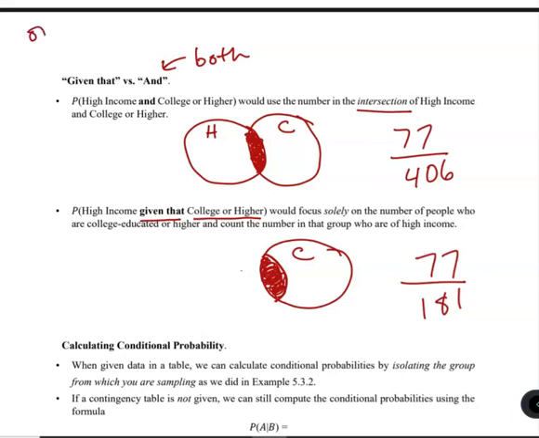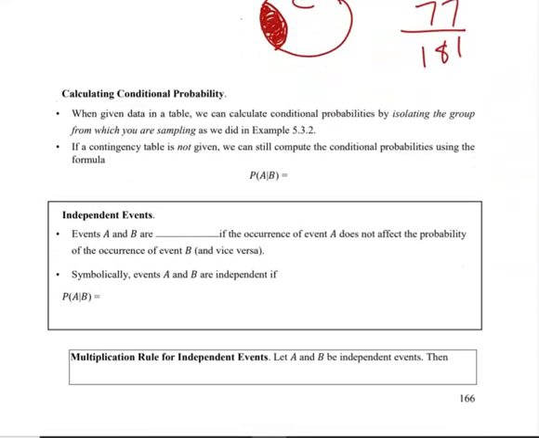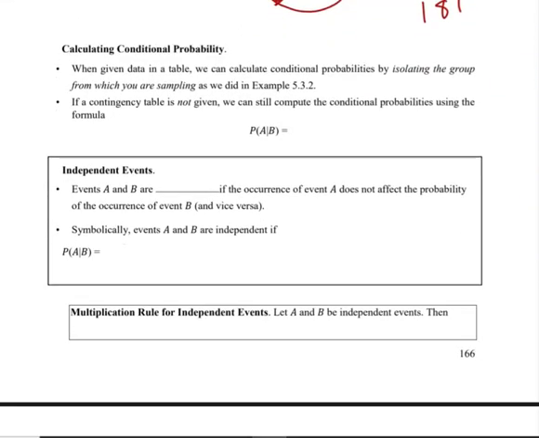So "given that" means you are only focused on one group, whereas when you see "and" or "both," it's relative to the entire sample. And that's really the big difference. And we'll practice this in class. When given data in a table, make sure you calculate the conditional probabilities the way I did previously, by isolating the group that you're sampling from.